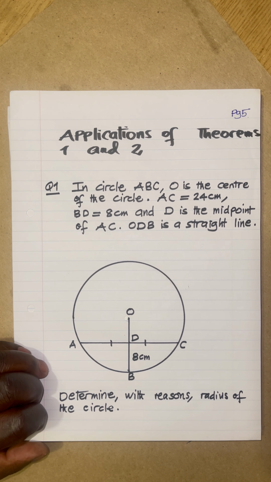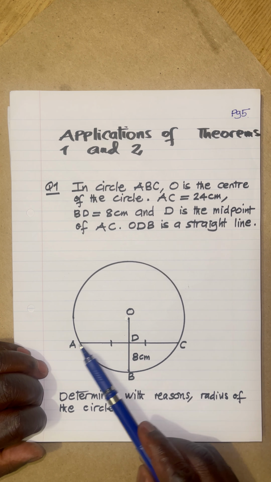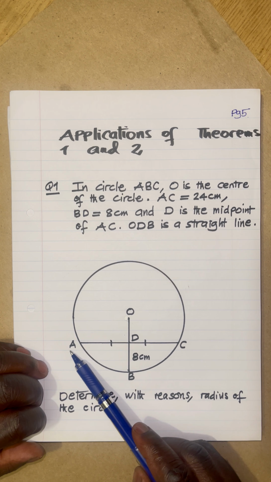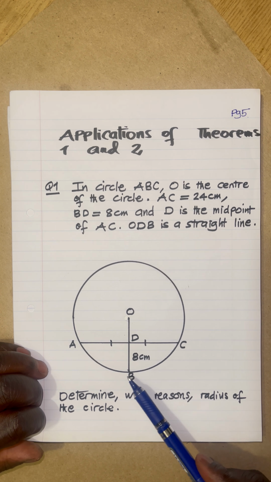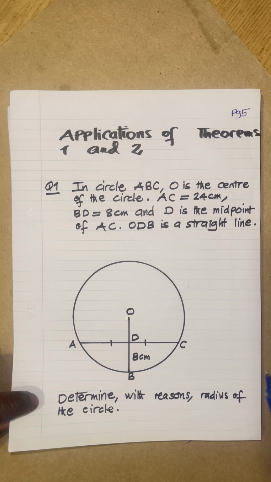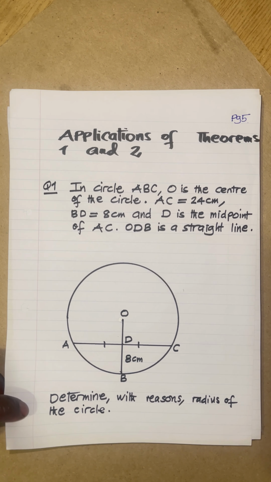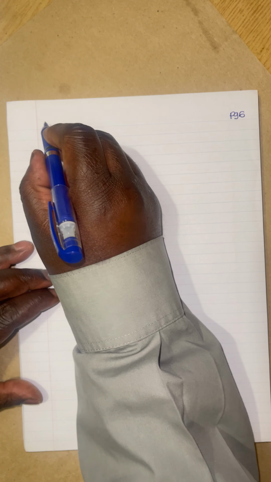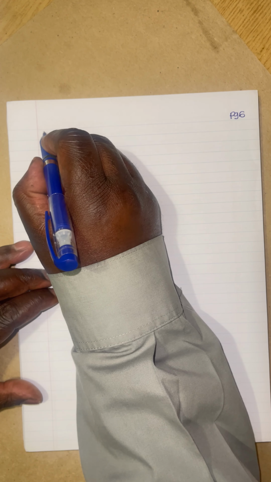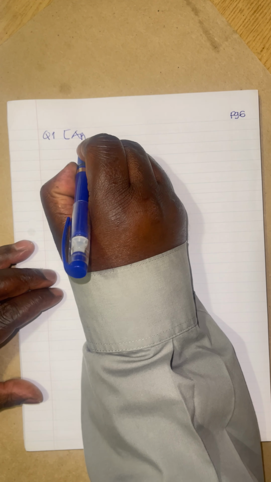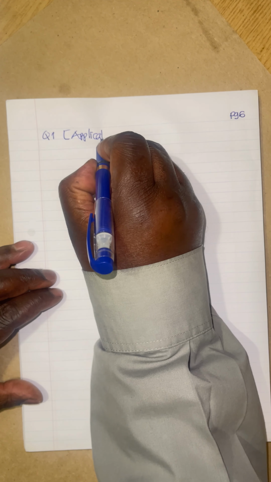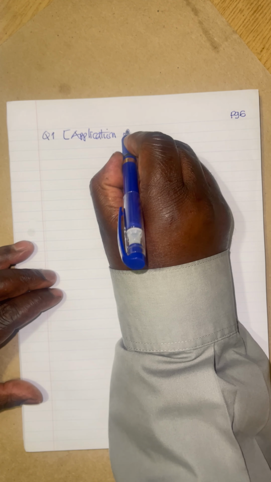Now, we're required to calculate the radius of the circle. In other words, OA or AO, CO, BO. We're required to work out that distance. Now, how do we approach this? Well, like we did when we were proving theorems, we need a construction there. So this is applications, question 1. Let's say application of theorem 1.